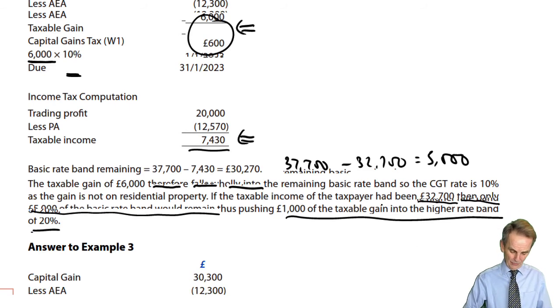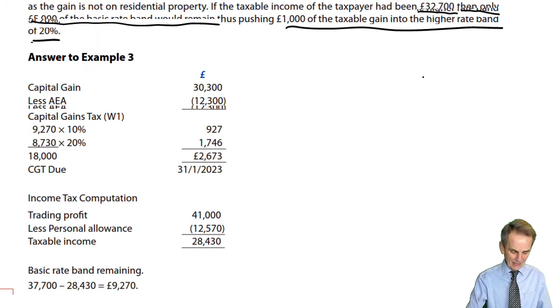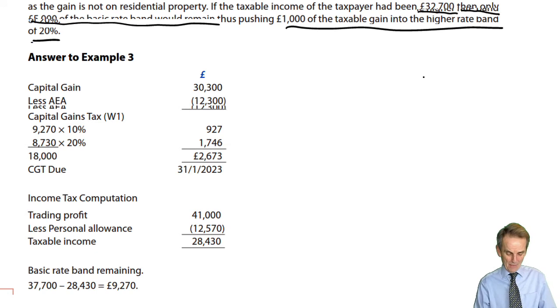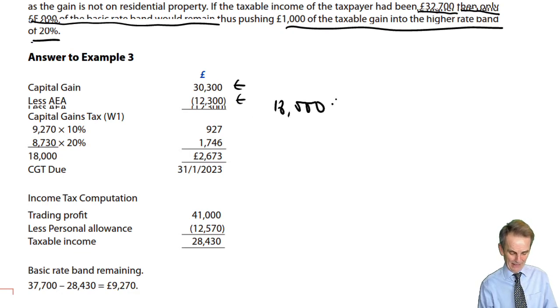With example 3, again, we seem to have a little bit of a problem in terms of the presentation of this. Don't know what's gone wrong with it. But we've got capital gain 30,300, AEA 12,300. So although it's disappeared here, that presumably is a taxable gain of some £18,000 there. There it is, £18,000 of taxable gain.